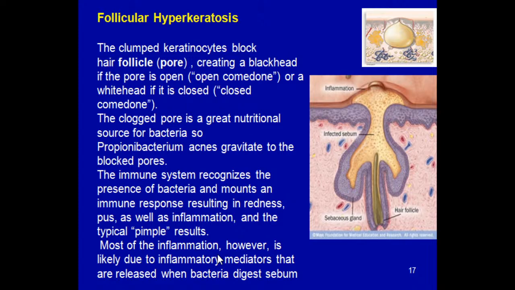The clumped keratinocytes block the hair follicle orifice, leading to a blackhead if the pore is open, comedones, or a whitehead if it's closed comedones. The closed pore creates a natural source for bacteria, so Propionibacterium acnes gravitate to the blocked pores. The immune system recognizes the presence of bacteria and mounts an immune response, resulting in redness, pus, as well as inflammation. Most of the inflammation, however, is likely due to inflammatory mediators that are released when bacteria digest sebum.